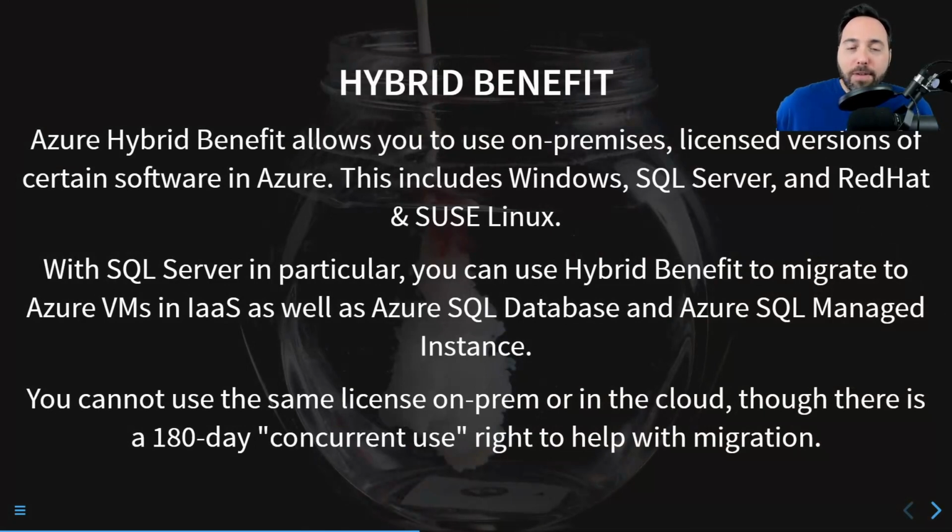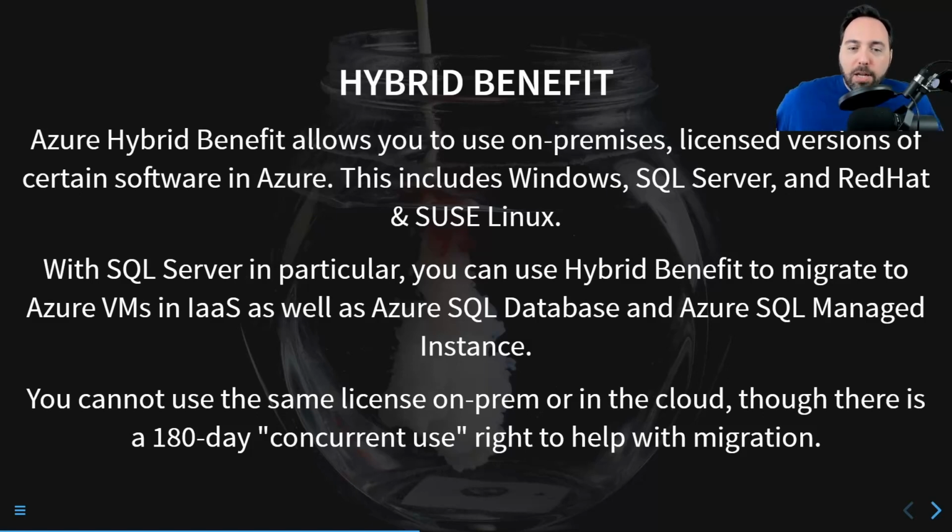There is also this notion of hybrid benefit. The idea is you can use on-prem licensed versions of some software in Azure. Your Windows licenses, your SQL Server licenses, your Red Hat licenses, SUSE Linux licenses. If we're talking SQL Server in particular, you can use hybrid benefit, and it will allow you to migrate to an Azure VM as infrastructure as a service, or to Azure SQL Database, or to Azure SQL Managed Instance.